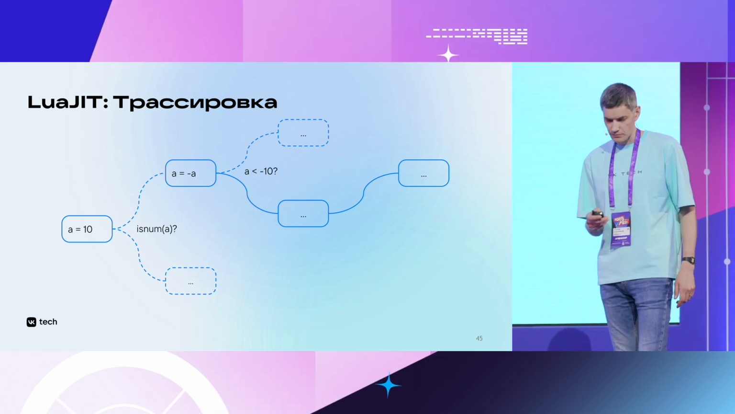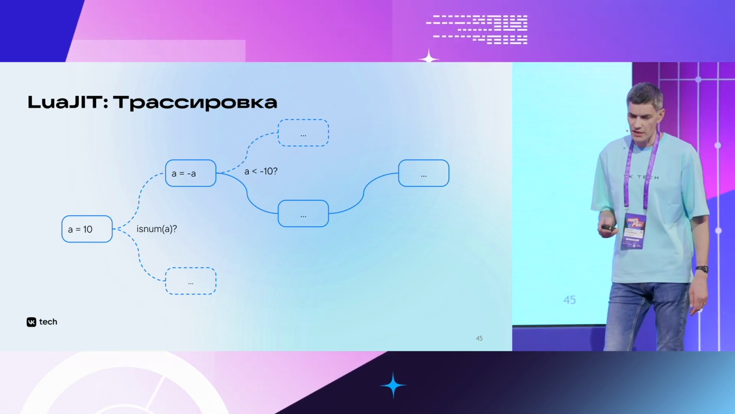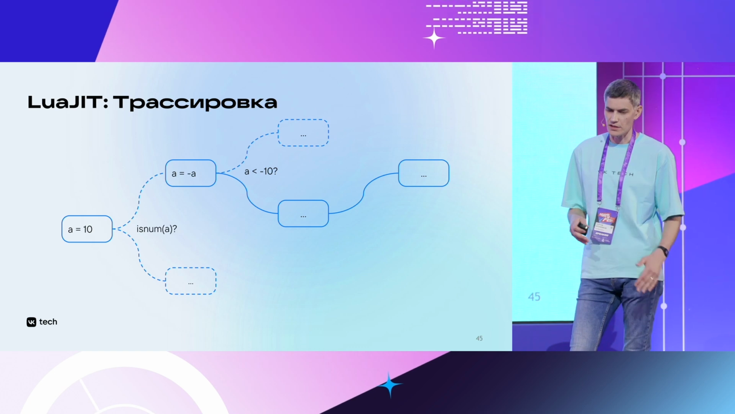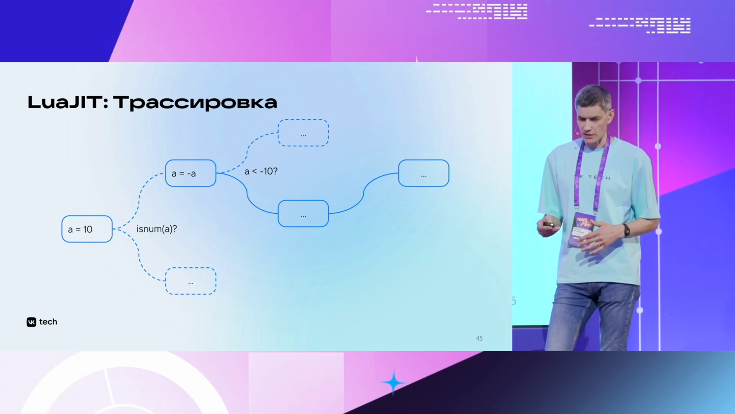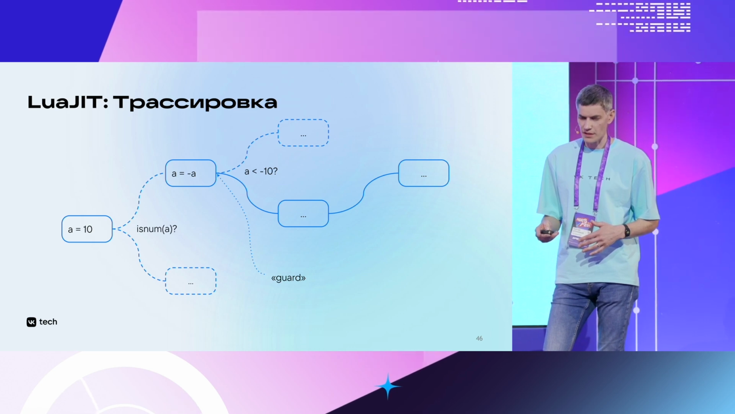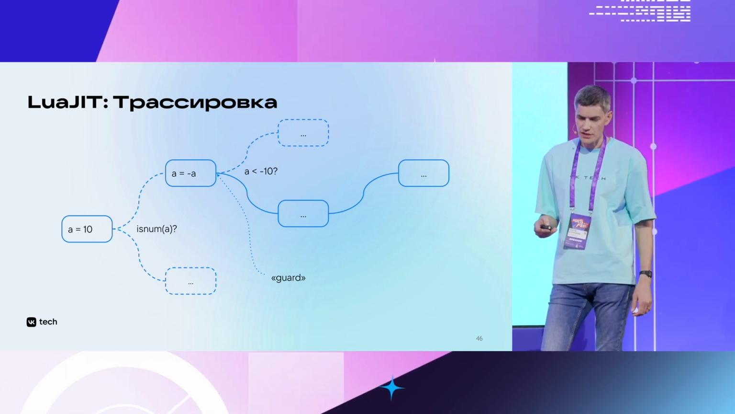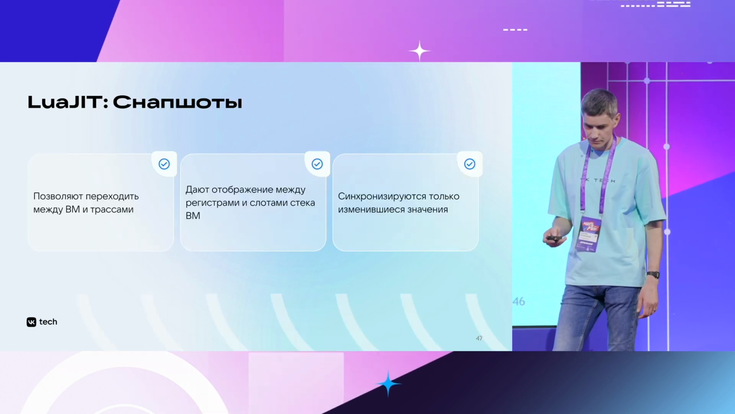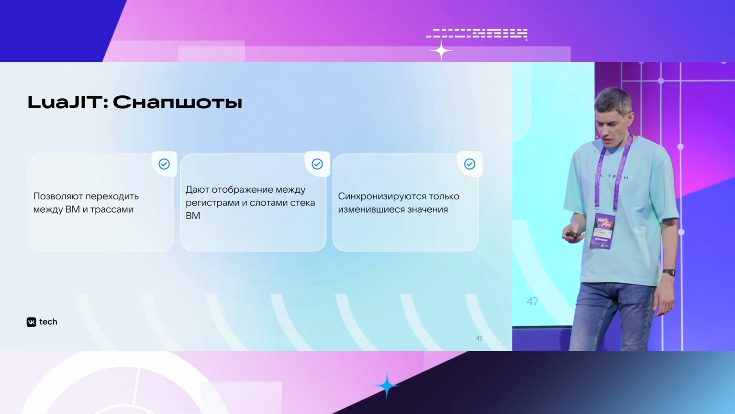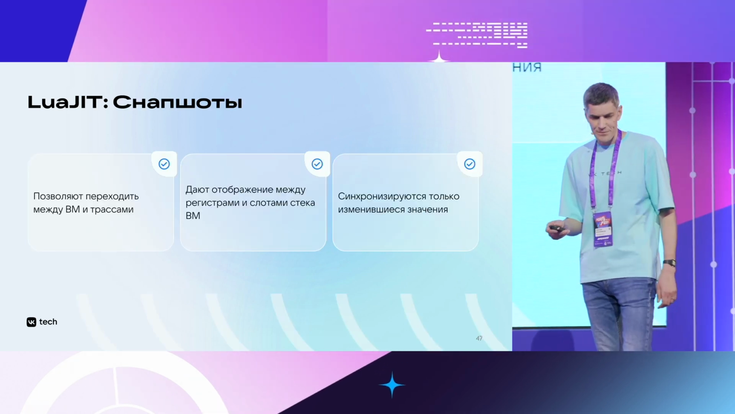This execution path has some limitations, just by nature of the path. And each such fork or decision is called a guard. That's what LuaJIT records.